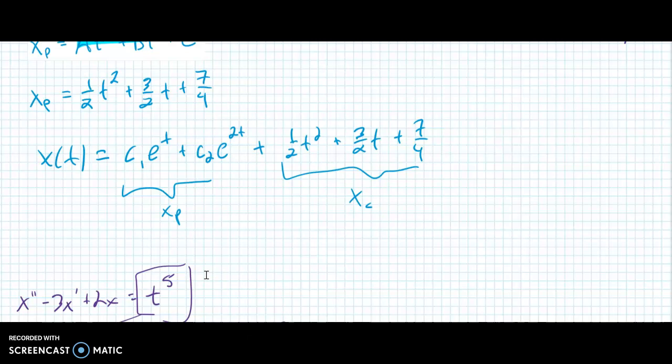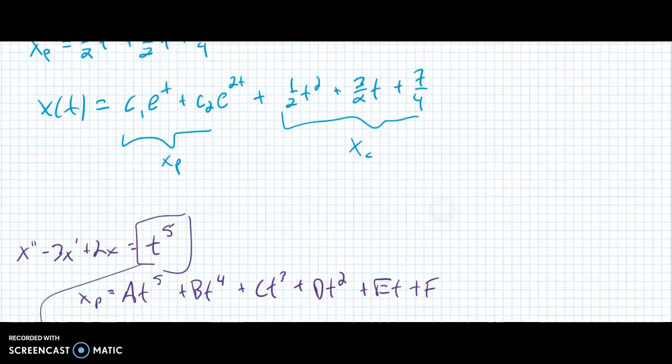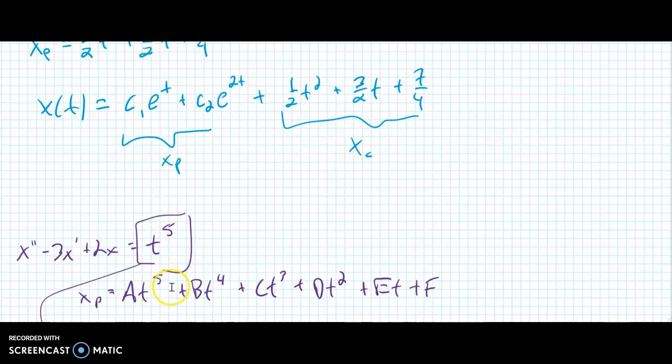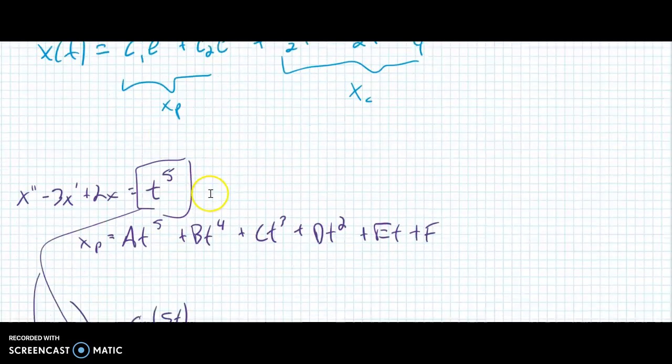Pause for a moment, see if you can write down what your undetermined coefficients should be. If you did it correctly, you go all the way out to an f. Here it is: I go at to the fifth, and so on, fifth, fourth, third, squared, t, and no t. So in this case, I go until it goes away, right? There's a lot of terms there. So let's look at the next example.